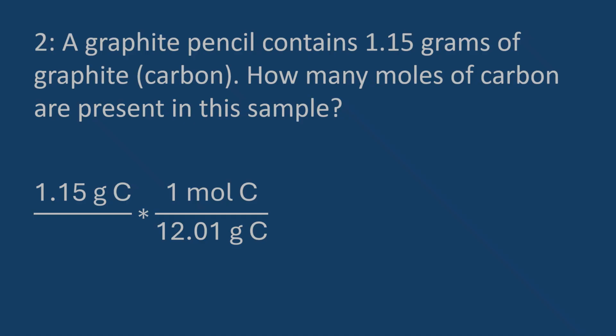Divide the mass by the molar mass, and you'll be left with the moles of carbon present in your sample. Again, take a minute to think about whether your answer makes sense. 1 mole of carbon would have a mass of 12.01 grams, and we only have 1.15 grams of carbon here. So we should end up with a value much less than 1.